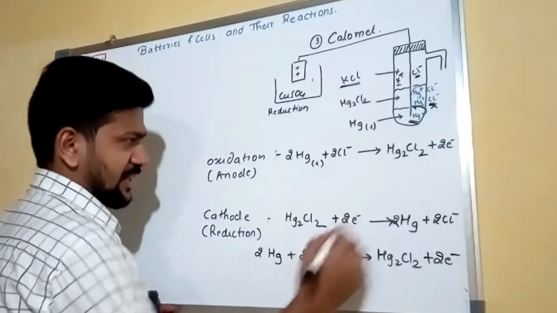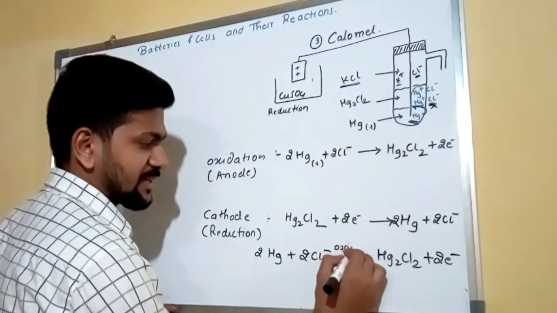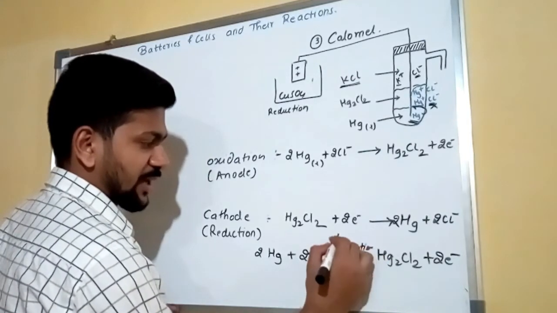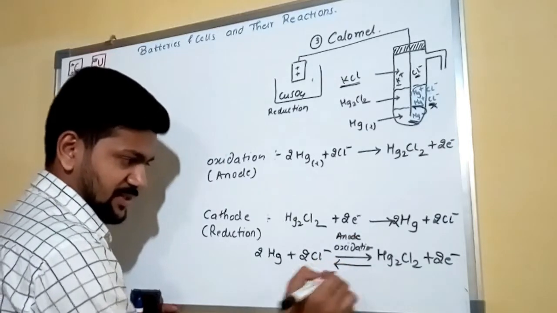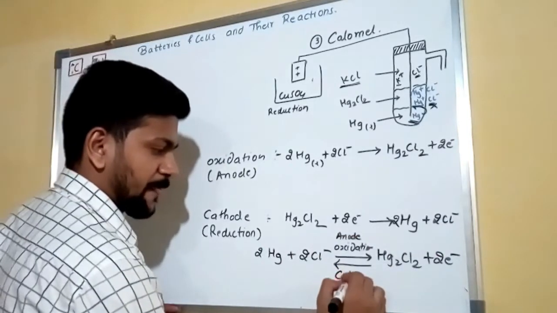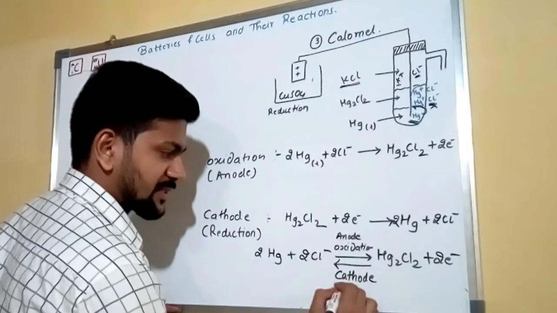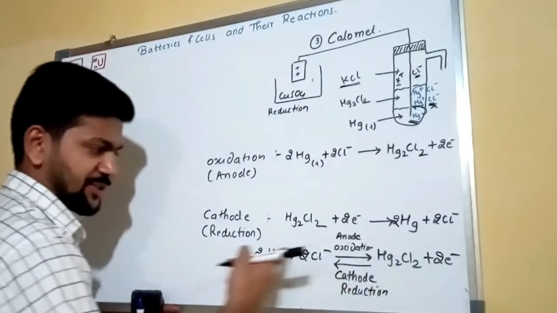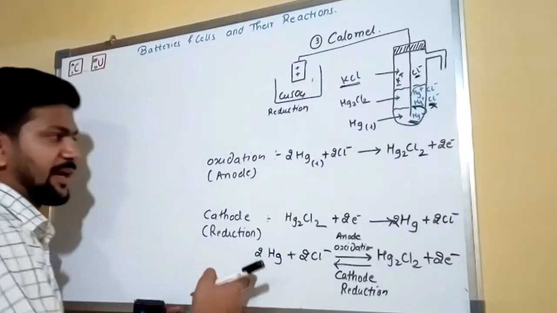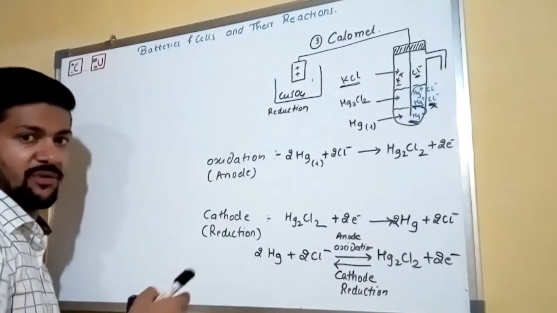If this arrow is there, it simply means it's working as oxidation, or you can say it's working as an anodic electrode. If the reaction is reversed, it will be working as your cathode, or you can say reduction is taking place. So simply you need to remember this reaction, and by remembering this reaction you can write down oxidation, or you can write down reduction.